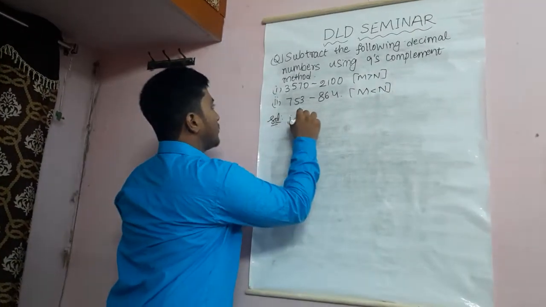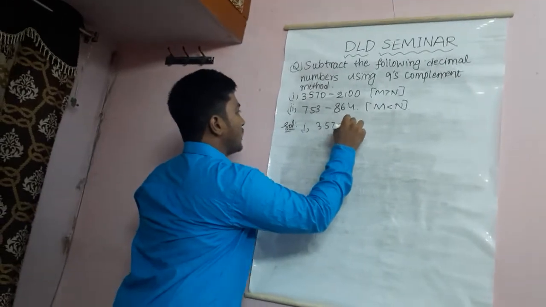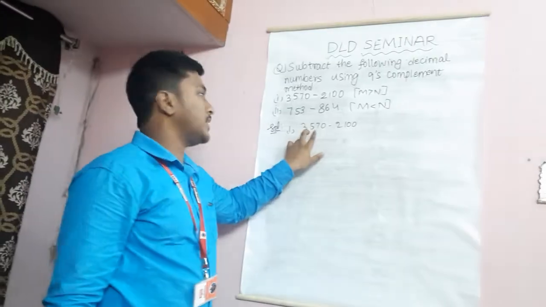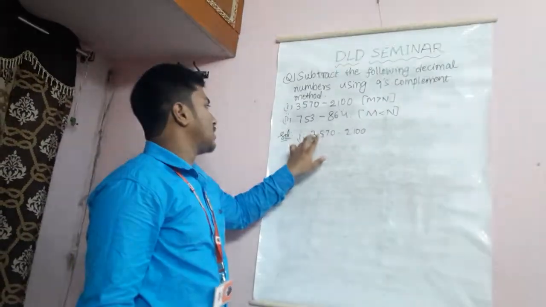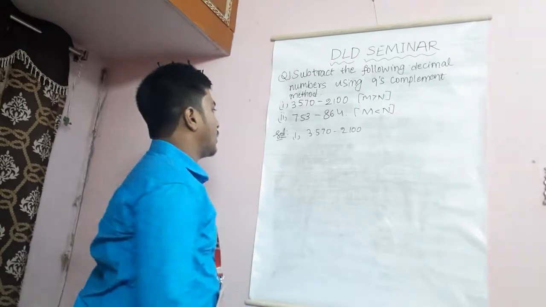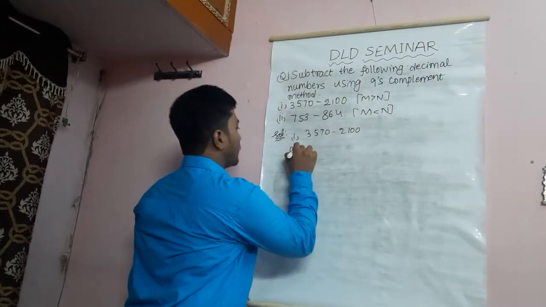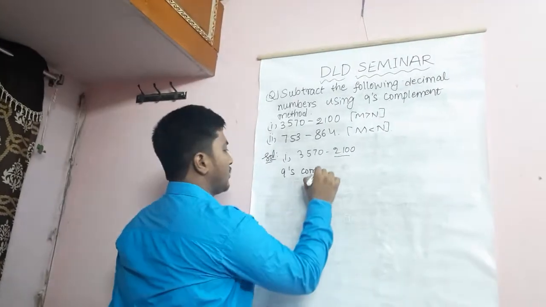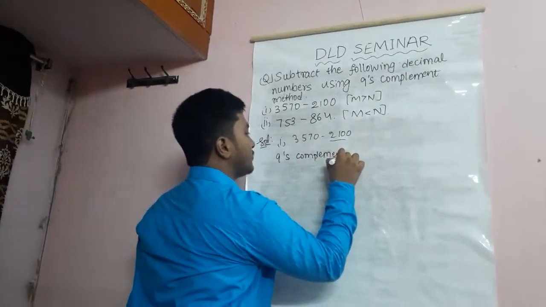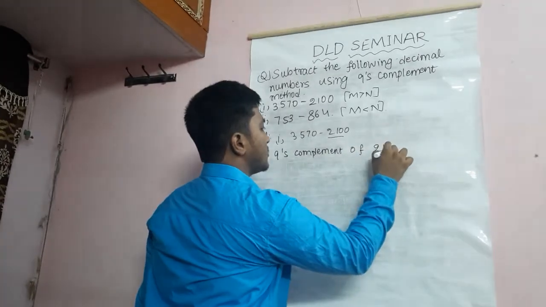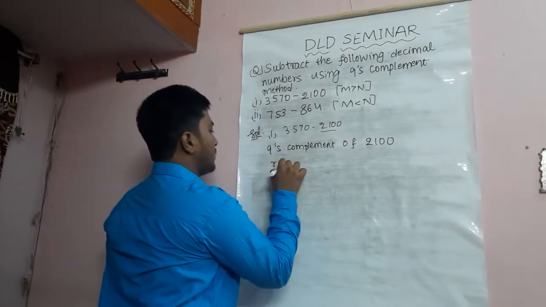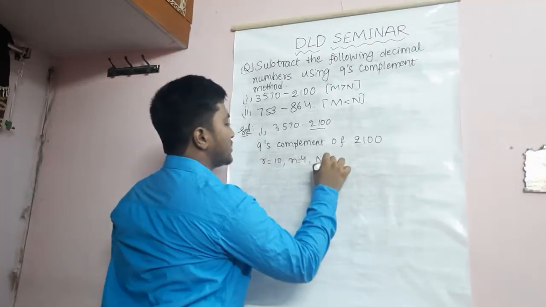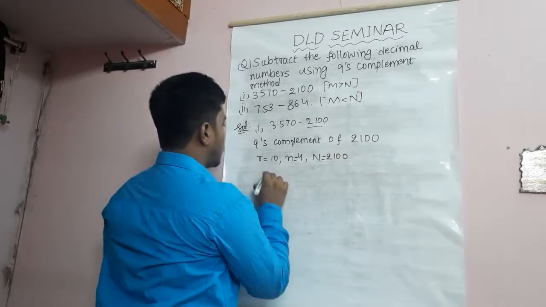First one is 3570 minus 2100. So the basic one is number of digits should be equal in both the numbers. So here there are 4 digits and here also 4 digits. Now proceeding the first step, 9's complement of subtrahend. Here subtrahend is 2100. 9's complement of 2100. Here radix r is 10 and number of digits is 4. Capital N is the number itself, 2100.